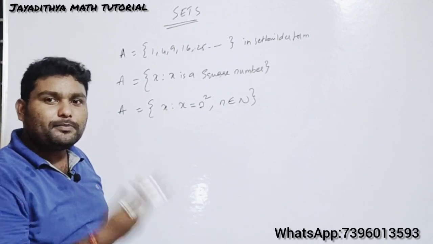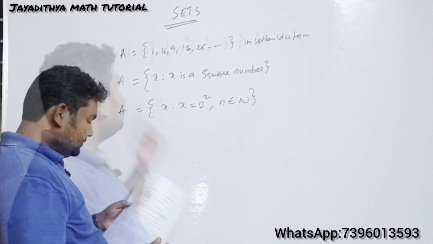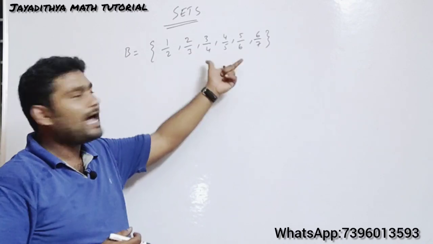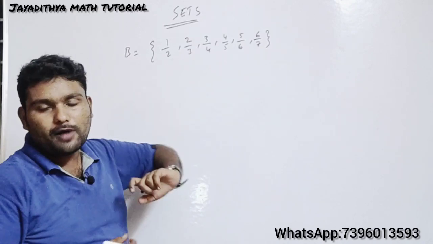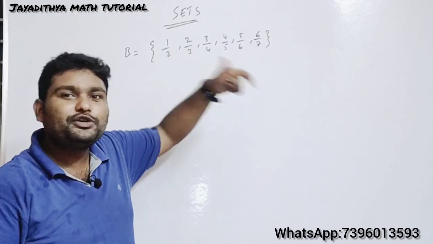So let us take one more example, then you will have some more clarity. Let us see one more set here. So B is the set. This is in the roster form. Why? Because we have all the elements and these are all separated by commas here. So just by looking you can say that the set is in roster form. You should convert this one into set builder form.